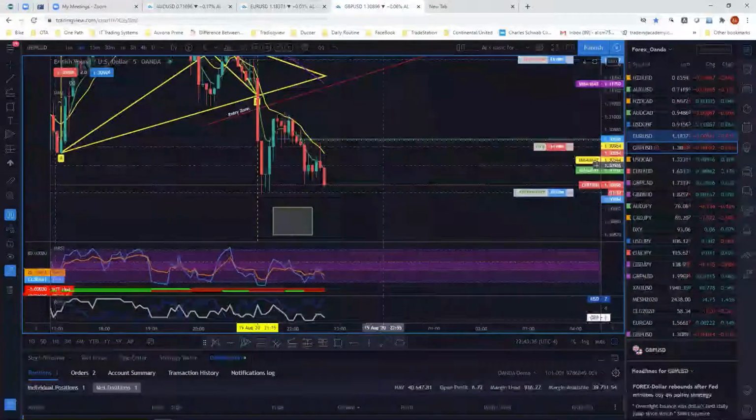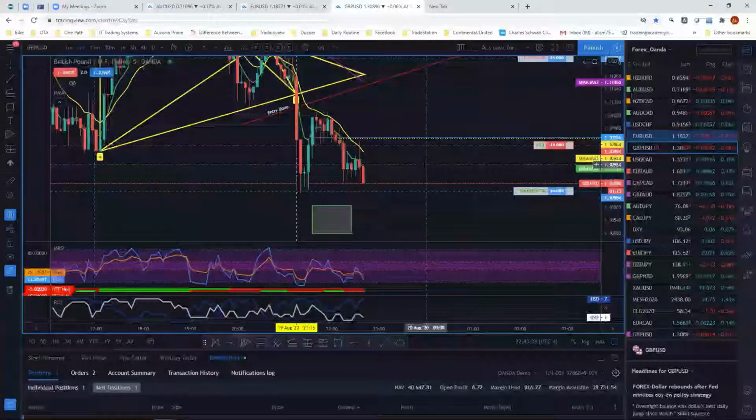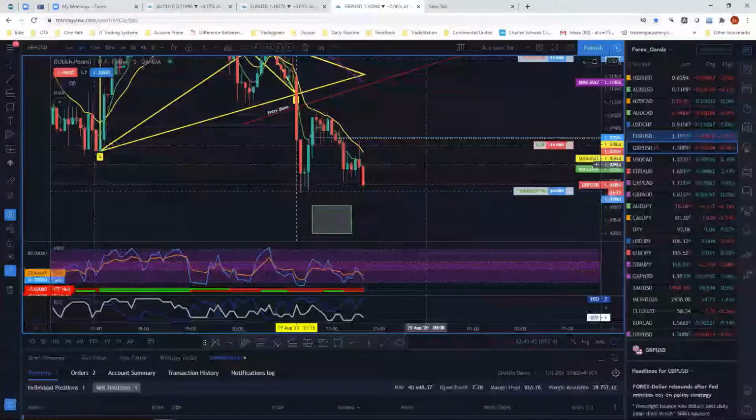So another question. You say you draw the wedges on the 5 minute chart, right? I draw them on the 15 and I tweak them on the 5 and the 1. Okay, my bad. Yeah, the initial wedges, I draw on the 15.